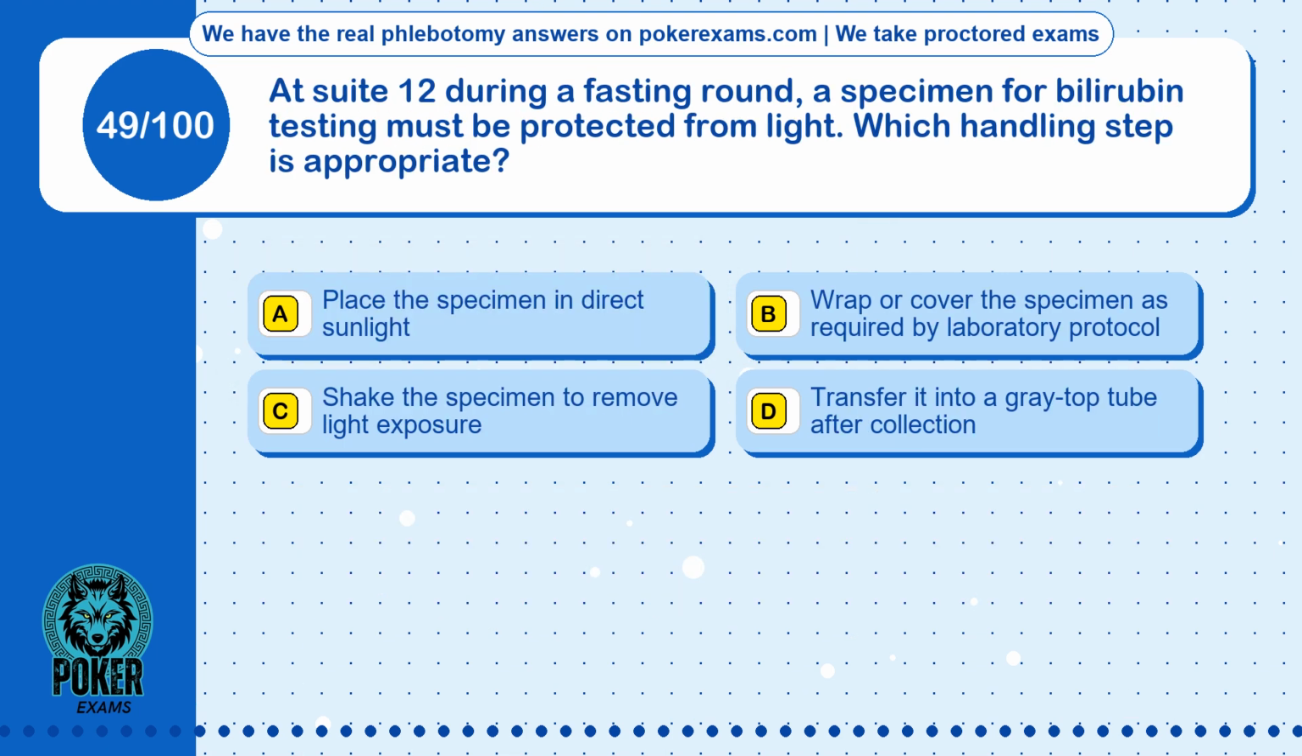Question 49. At Suite 12 during a fasting round, a specimen for bilirubin testing must be protected from light. Which handling step is appropriate? Option A, place the specimen in direct sunlight. Option B, wrap or cover the specimen as required by laboratory protocol. Option C, shake the specimen to remove light exposure. Option D, transfer it into a gray top tube after collection.